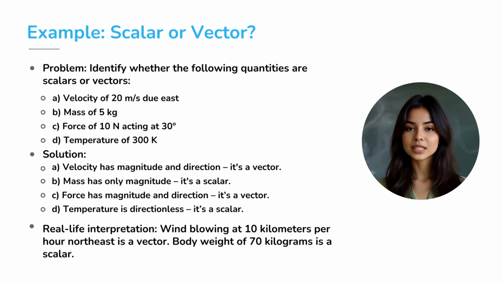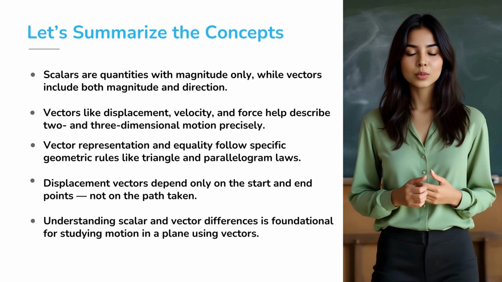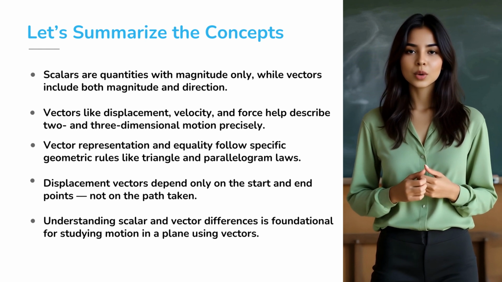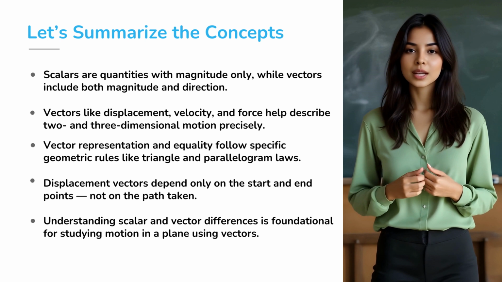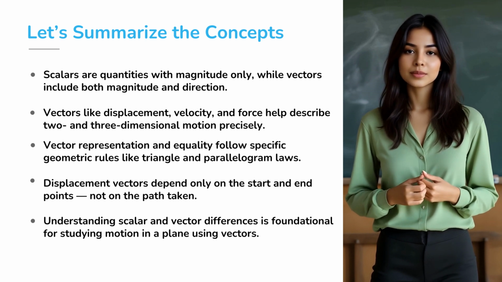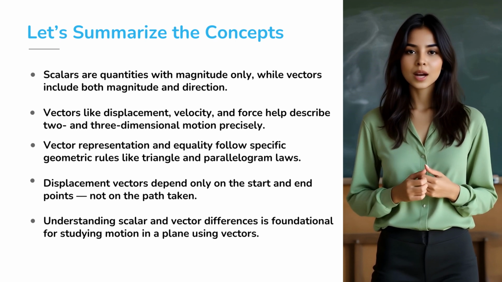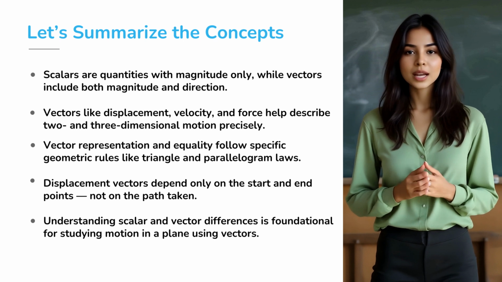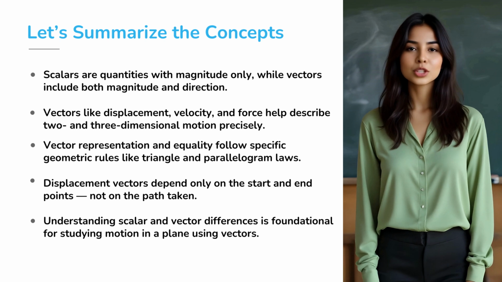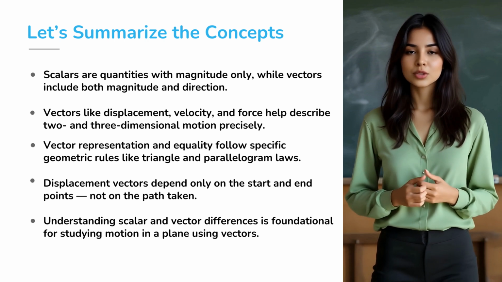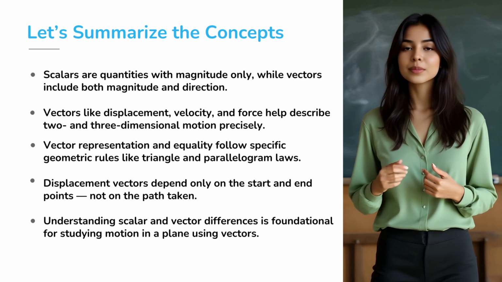Let's bring it into real life. The wind blowing northeast at 10 kilometers per hour is a vector. But your body weight of 70 kilograms, that's a scalar. Pretty straightforward, right? So let's quickly summarize what we've explored. Scalars are quantities that need only magnitude like mass, time, or energy. They follow simple arithmetic. Vectors, on the other hand, are quantities that require both magnitude and direction. They follow special geometric laws and are key to understanding real-world motion and force systems.